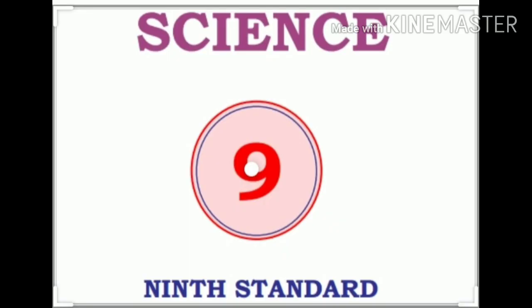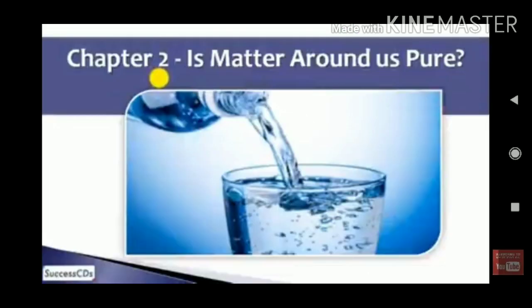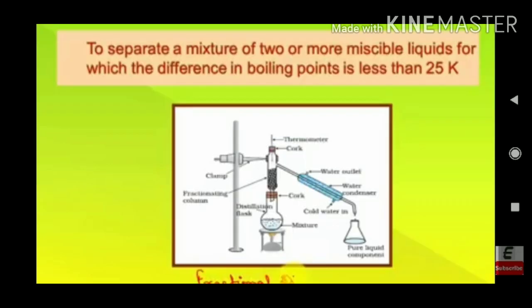Hello students, let me discuss the fractional distillation process. If the difference in the boiling point of the two miscible liquids is less than 25 Kelvin, in that case another method is used. Instead of the distillation process, we can use the fractional distillation method.